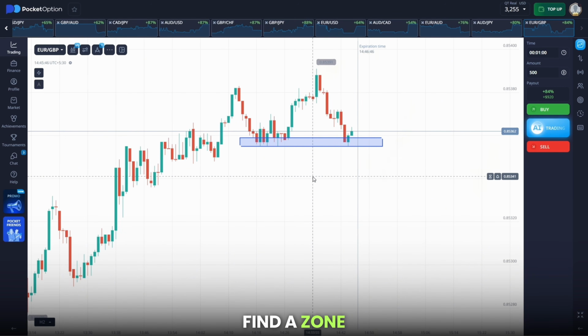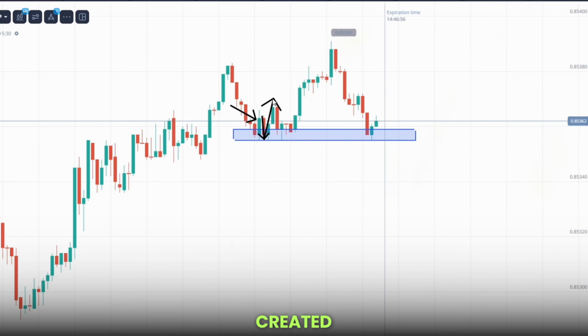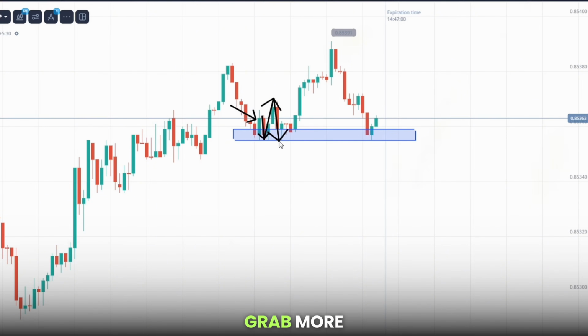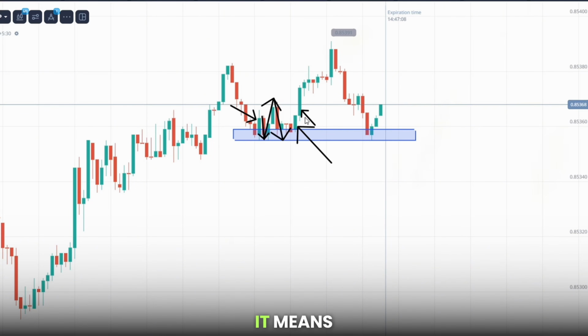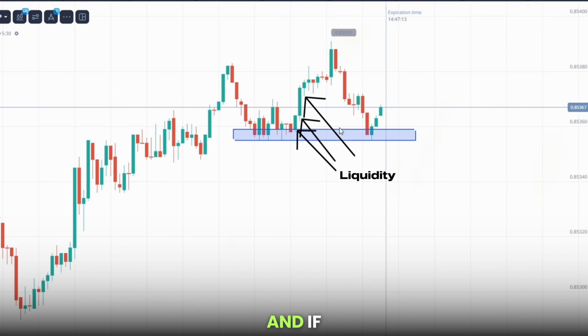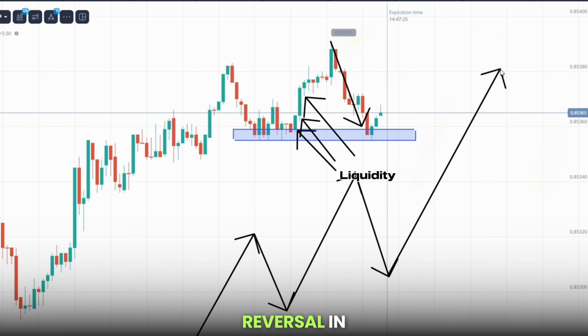And how can we draw the liquidity zone? Just find a zone where we have a manipulative candle. Like in this case, as you can see, when price created this candle, it reverses, grabs liquidity, goes up again, creates liquidity, reverses again to grab more liquidity, and after creating this candle, the price does not reverse at all. What does it mean? It means that liquidity has been left behind, and if liquidity is left behind, the price will reverse, because in an uptrend the price always moves like this. So I'm targeting a move like this for a reversal in the upside direction.